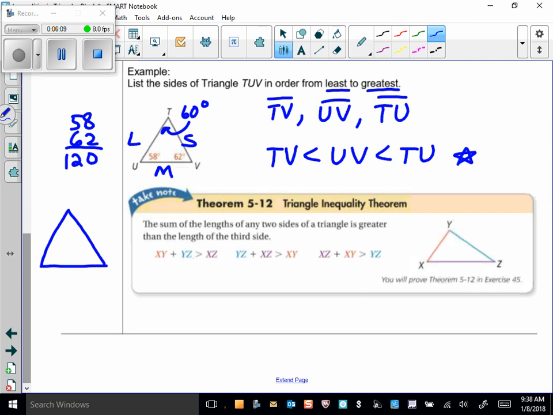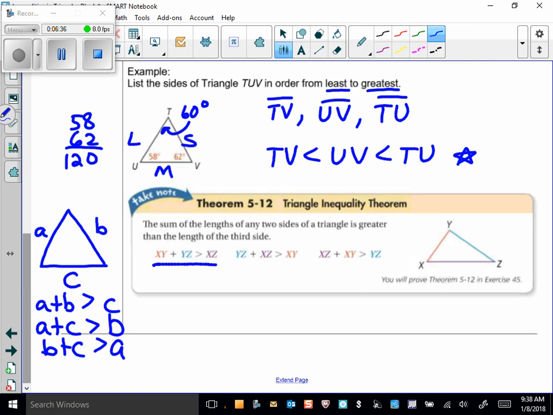The sum of the lengths of any two sides, so let's call the sides A, B, C. All right, so what do I know? Well, the sum of the lengths of any two sides, so let's pick A and B first. I know that has to be greater than the length of the third side. Okay, let's do A plus C. I know A plus C has to be greater than B, and I know B plus C has to be greater than the other side length, and that's all this is telling us here.